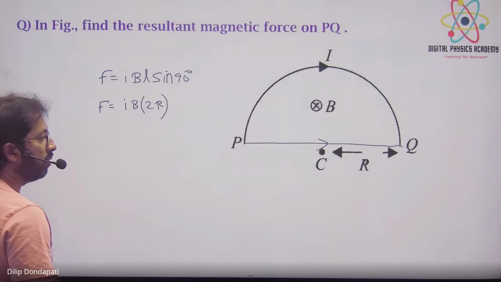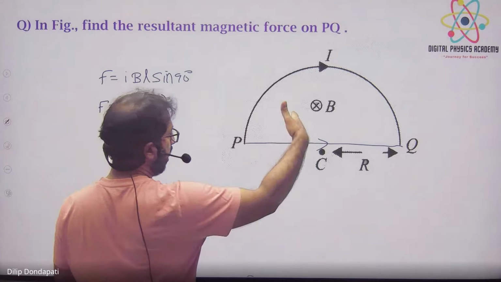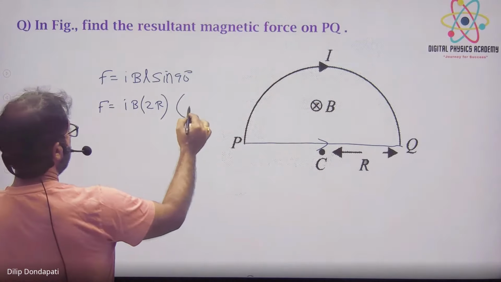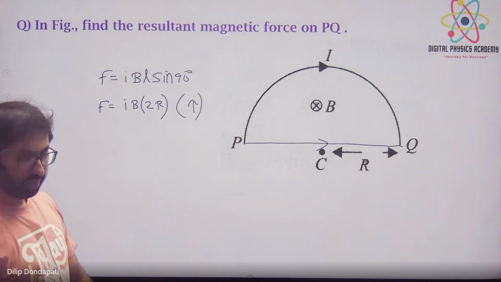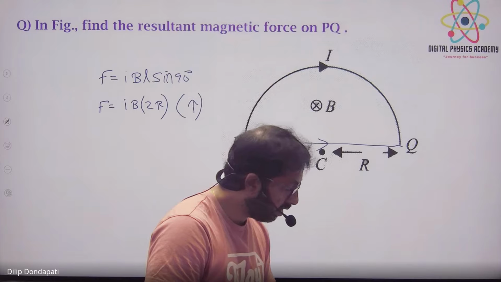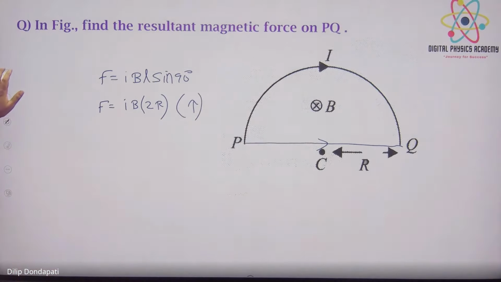Now tell me the force direction. The magnetic field is inwards, the current is going to the right side, and the force is upwards. So always consider the displacement length. Then it is easy for you. Otherwise the calculation becomes complicated. Covered? Writing up.